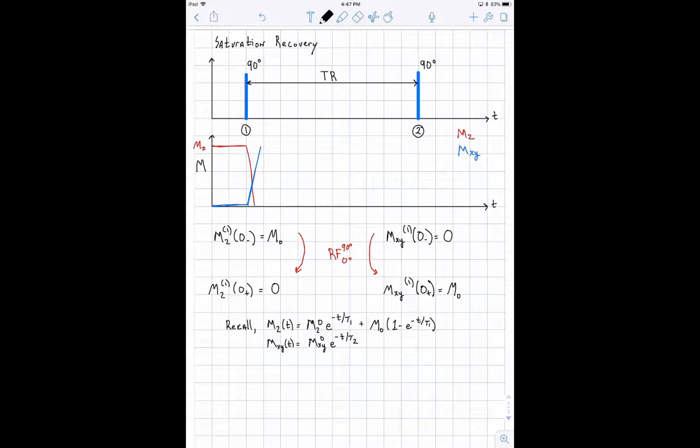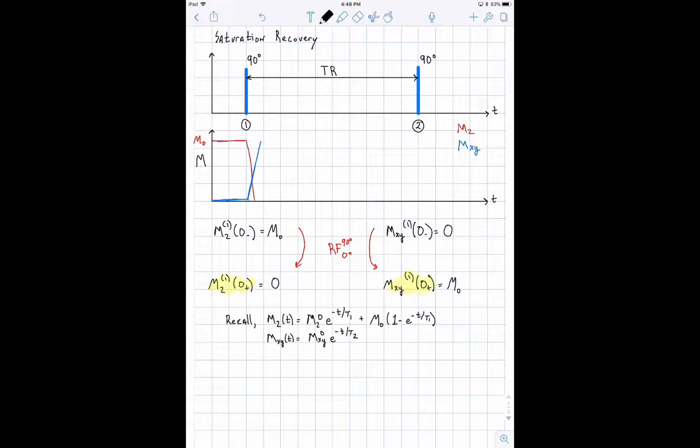So the next thing is, we have to take our magnetization. We know the state of the magnetization immediately after the RF pulse, the first event, and the state of the transverse magnetization immediately after the first event. And now we have to use the equations to show what happens to the magnetization as the time TR elapses. What we're interested in defining is the Mz magnetization immediately before event 2.